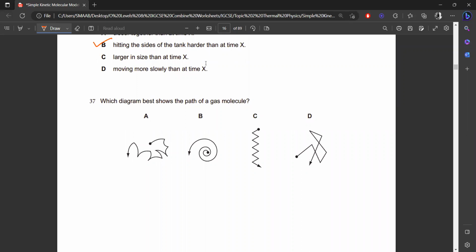And 37, because we talk about Brownian motion, the random zigzag motion. Which diagram best shows the path of a gas molecule? It is D because we have to select zigzag plus random. C is in a specific pattern, right? That's why we have to select D, because D is zigzag and in random motion. So D is the right answer.